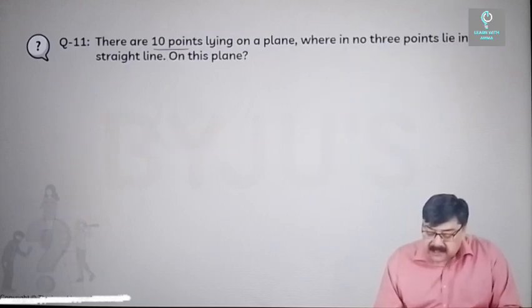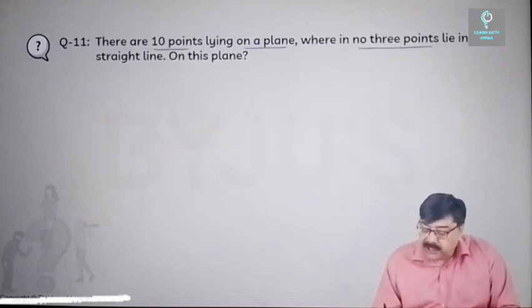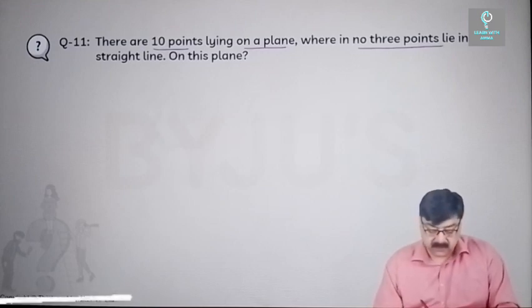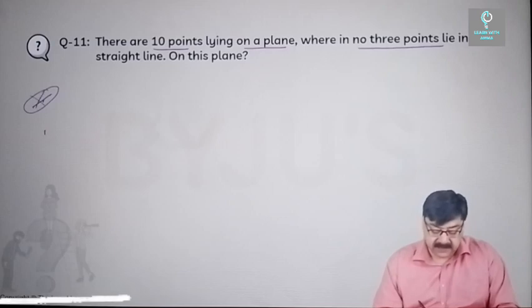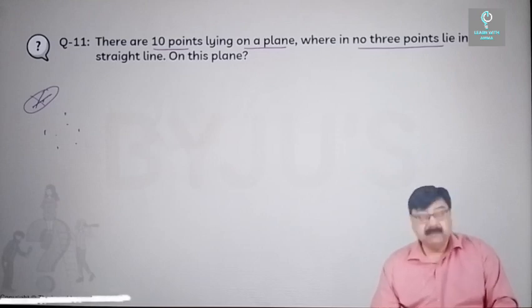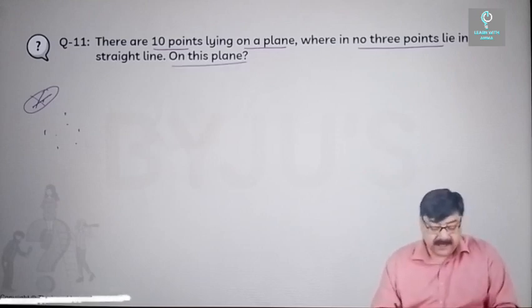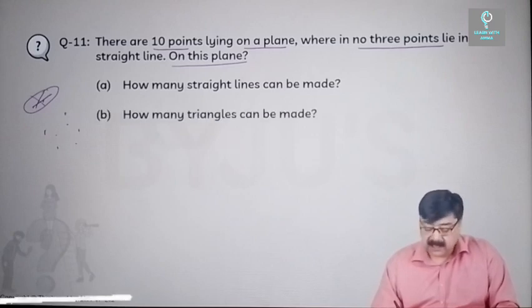Now there are 10 points lying on a plane wherein no 3 points lie in a straight line. So in a plane we can't have 3 points lying in a straight line. That's not accepted. But yes, something like this, but no 3 points should lie on the same line. Now on this plane, how many straight lines can be made and how many triangles can be made?